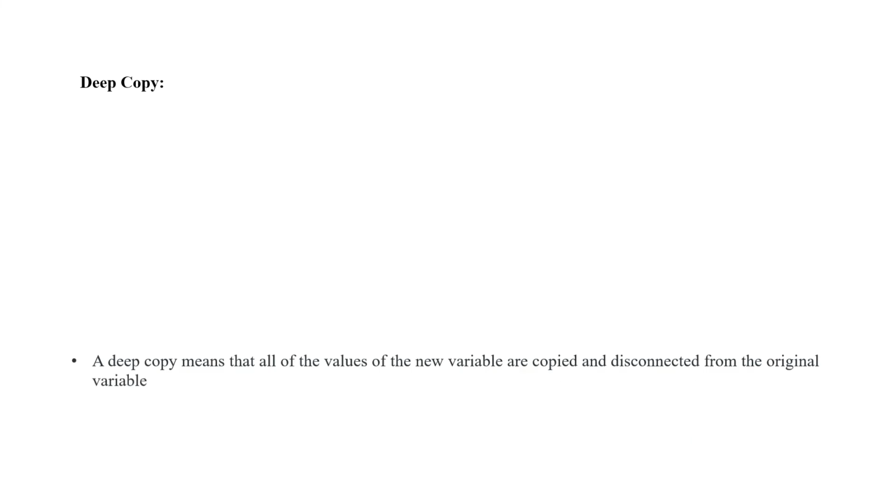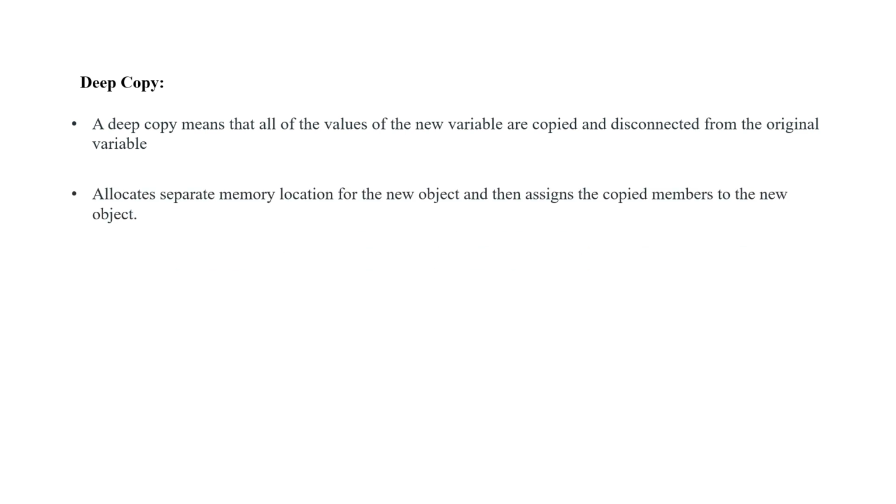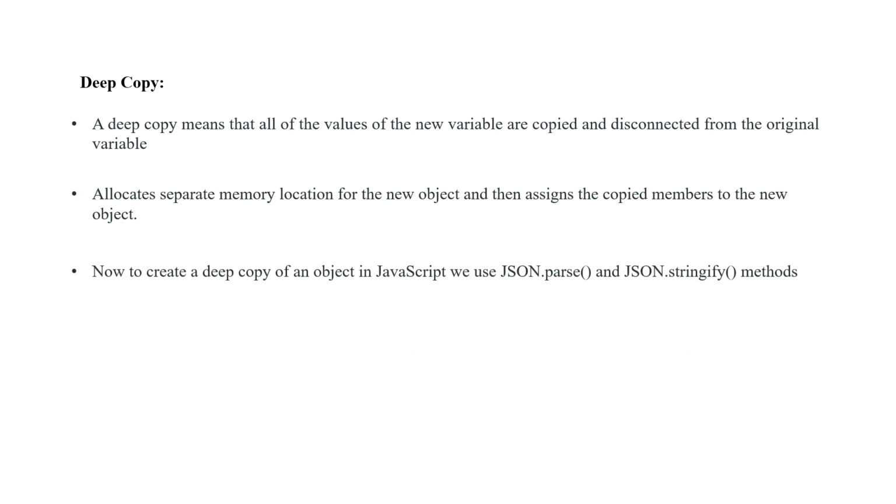Coming to the deep copy. Deep copy means that all of the values of the new variable are copied and disconnected from the original variable, and a separate memory location is allocated for the new object, then the object members are assigned to the new object. So we can create a deep copy using JSON.parse and JSON.stringify. Like this way you can answer this question.